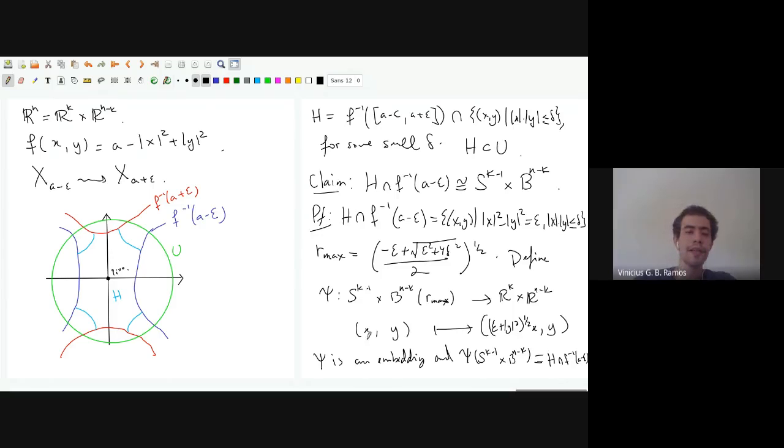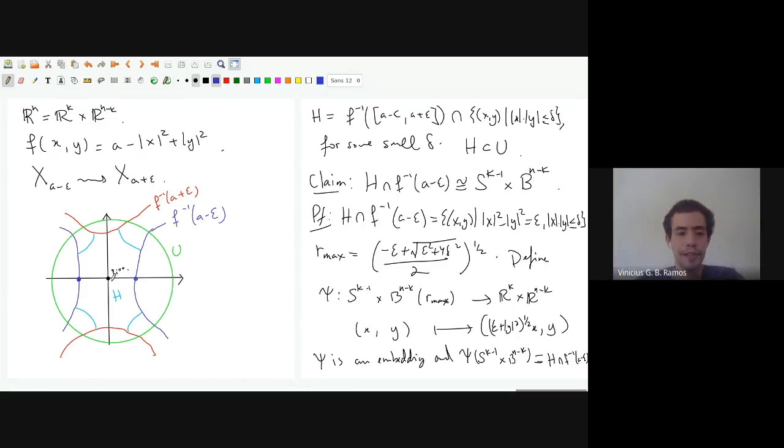But I think the point that's kind of interesting is, looking at this picture, what's happening? So if you set y to be equal to 0, what you really have is an S^(k-1). If you set y to be equal to 0, then you just have the set of points x such that norm of x squared is equal to epsilon. So that would correspond to this point here. I mean, in this picture, it's 2 points. But if k was bigger than 1, then you would have a higher dimensional sphere.